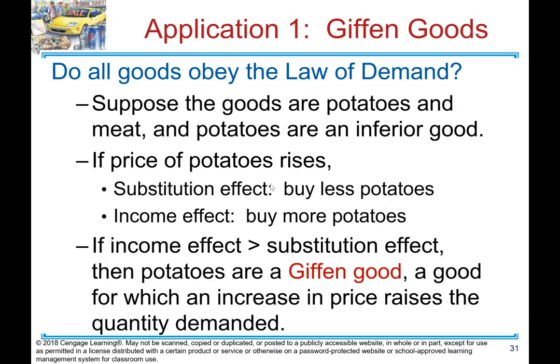Application 1. Giffen goods. Do all goods obey the law of demand? Suppose the goods are potatoes and meat, and potatoes are an inferior good. If the price of potatoes rises, the substitution effect means buy fewer potatoes, and the income effect means buy more potatoes. The income effect is larger than the substitution effect. Potatoes are a Giffen good, a good for which an increase in price raises the quantity demanded.